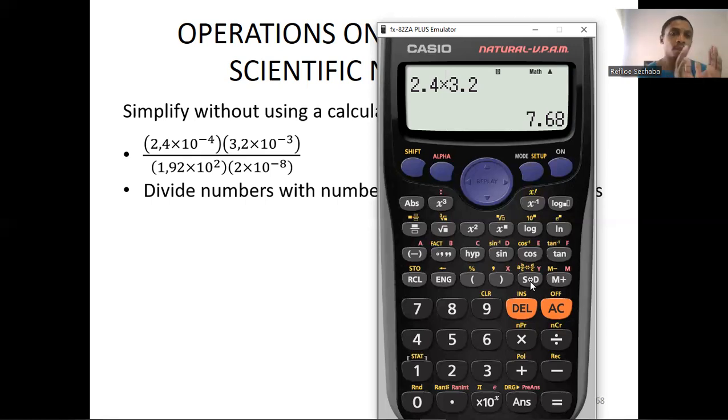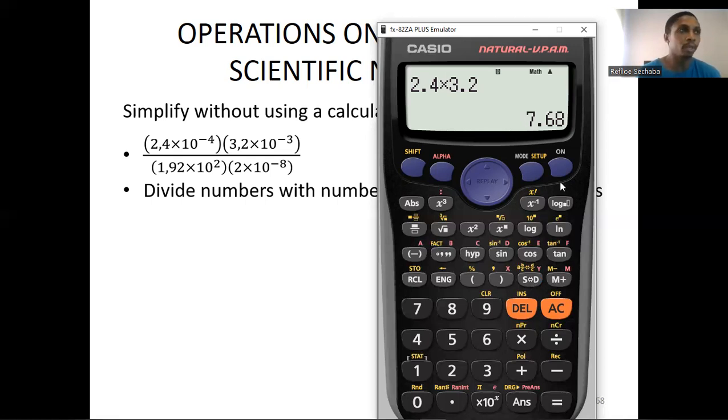What about the powers? The powers will be 10 to the exponent of negative 4 times 10 to the exponent of negative 3. Because of that, I'm going to write 10 and then simply add the exponents. Negative 4 plus negative 3 is the same as negative 4 minus 3, which gives you negative 7. You got it? That will be my numerator. So it will be 7,68 times 10 to the exponent of negative 7.